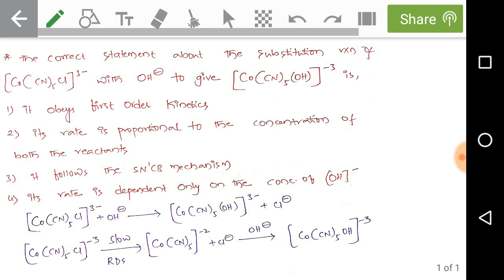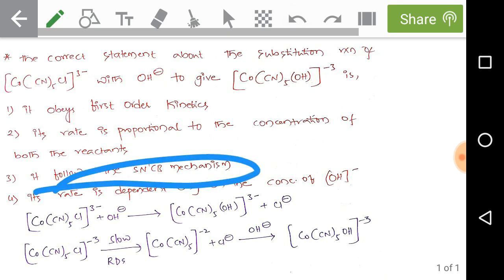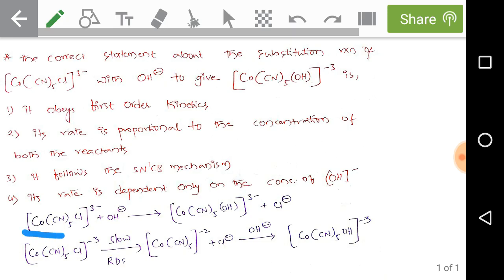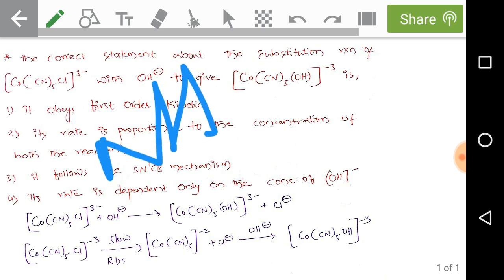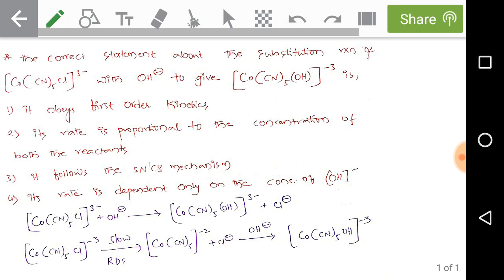And if you observe the third one, it follows the SN1CB mechanism. Now if you look at the given substrate, the substrate doesn't contain any protons in it. For example, if it contained ammonia as a ligand, then there would be a possibility for the base to abstract a proton from that NH3, and then SN1CB would be a possible mechanism. But the substrate doesn't have any protic ligands on it. That's why the third statement is also wrong.